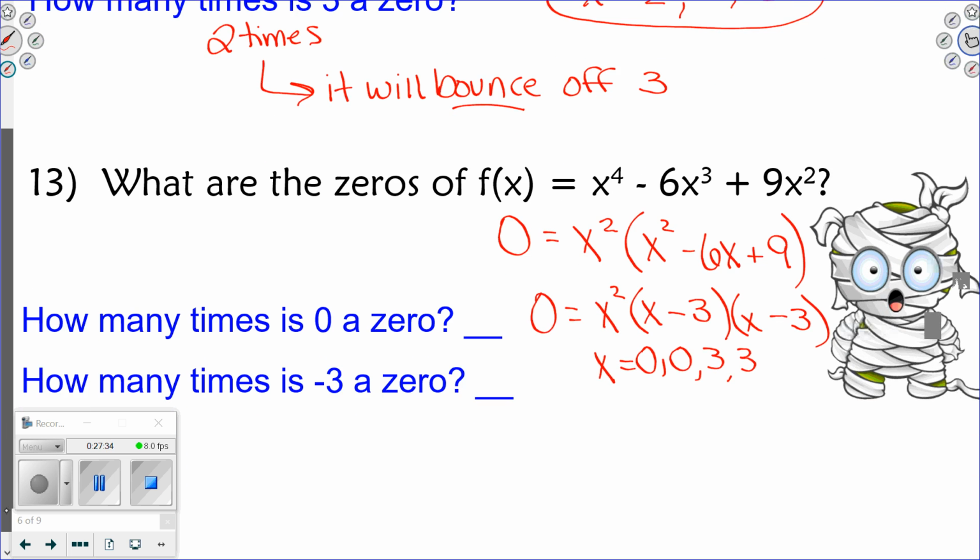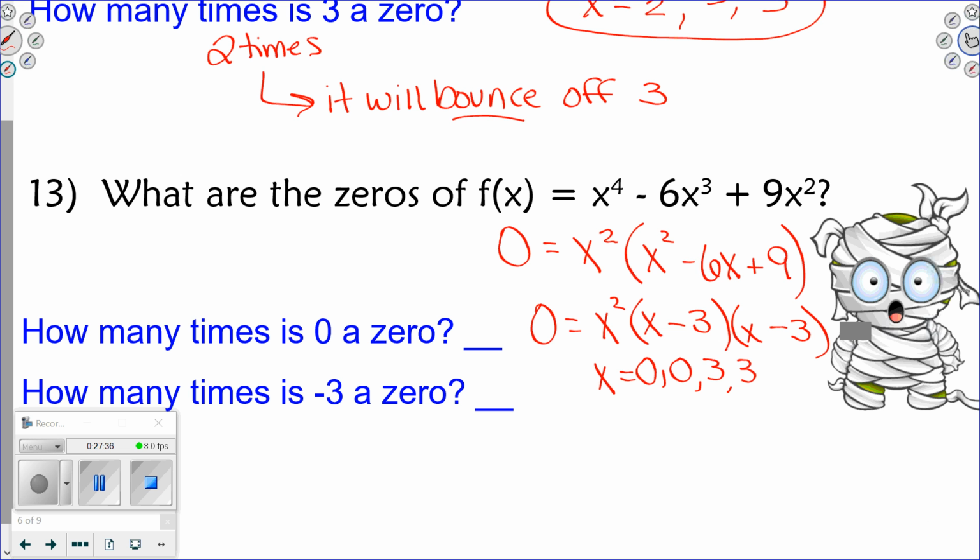So how many times is 0 a 0? It's fun to say. And there's a typo on here. That should have a positive 3 on it. How many times is 3 a 0? 2 times. So what does that mean? Good. It will bounce off 0 and 3. So it's going to bounce off of both of them.